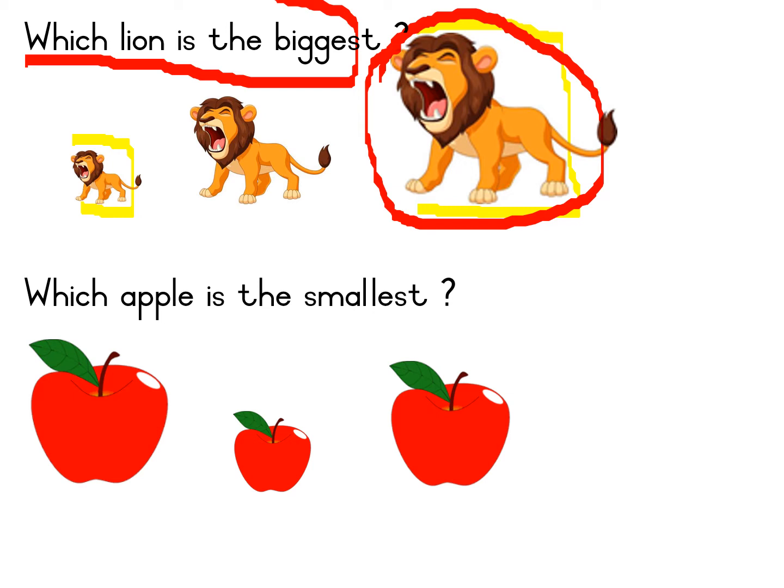Okay, now let's see which apple is the smallest apple. Can you find the smallest apple? Yes, it is the middle apple. Again, look at how he stands. His bracket is only that big. If you compare it to the biggest apple, the biggest apple's bracket in yellow is the biggest one. But now they asked us which apple is the smallest. It is the middle apple.